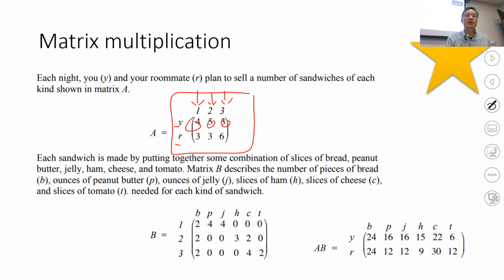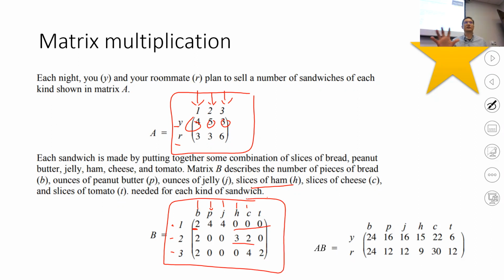Well, these 3 sandwiches, 1, 2, 3, are made from combinations of different ingredients. Like you need 2 slices of bread for each. You need 4 ounces of peanut butter, so that's peanut butter and jelly. You have a slice of ham and a slice of cheese and a slice of tomato. For sandwich 1, you don't need ham, cheese, or tomato, but for sandwich 2, you have these different combinations. So that's your menu to make the ingredient combinations.